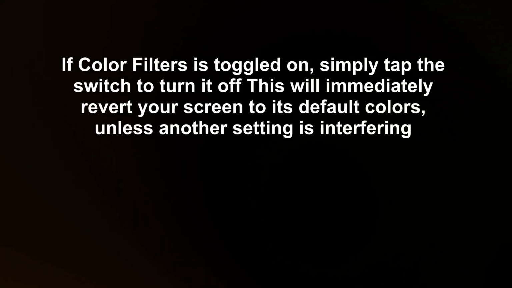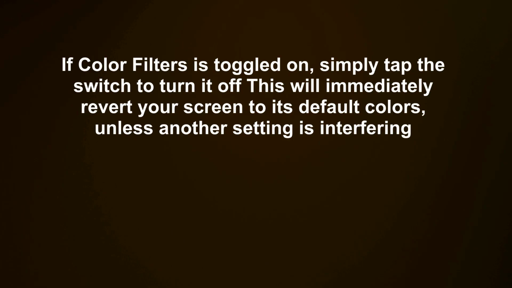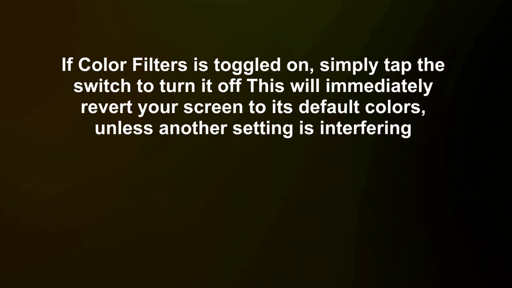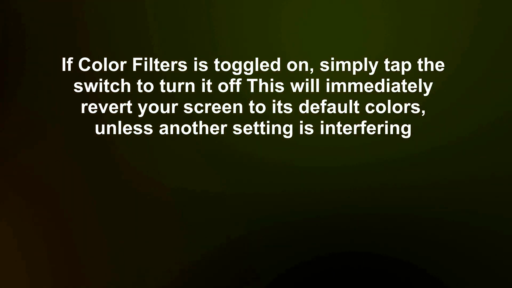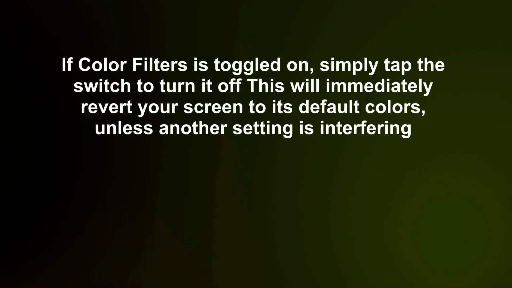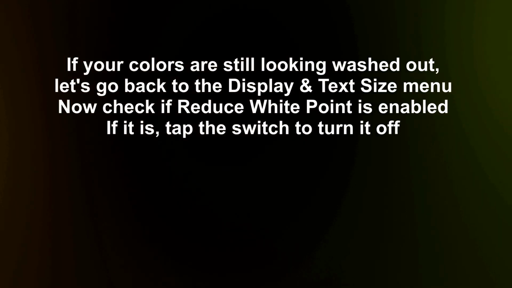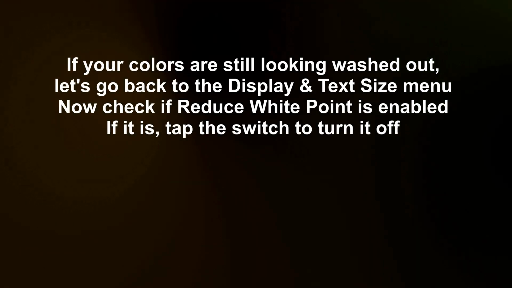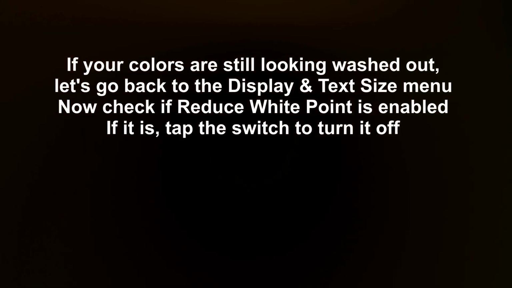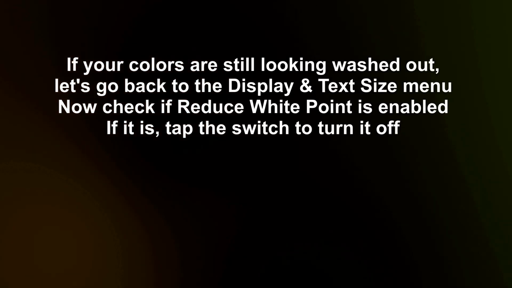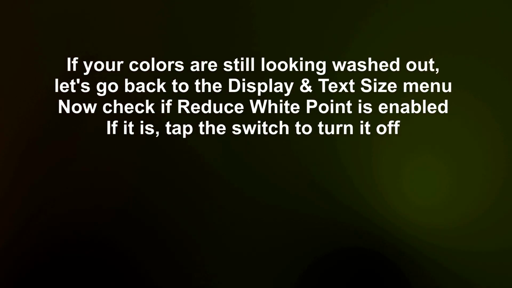Tap on it. If Color Filters is toggled on, simply tap the switch to turn it off. This will immediately revert your screen to its default colors, unless another setting is interfering. If your colors are still looking washed out, let's go back to the Display and Text Size menu. Now check if Reduce White Point is enabled. If it is, tap the switch to turn it off.